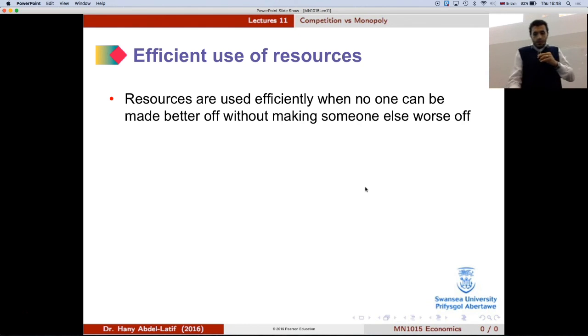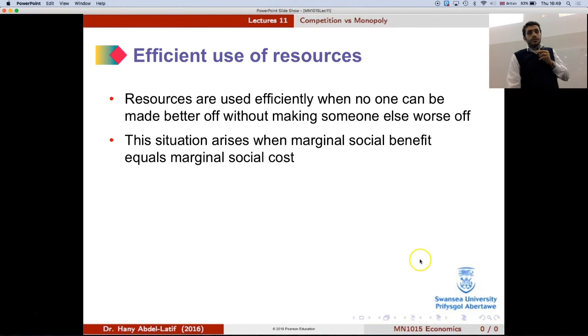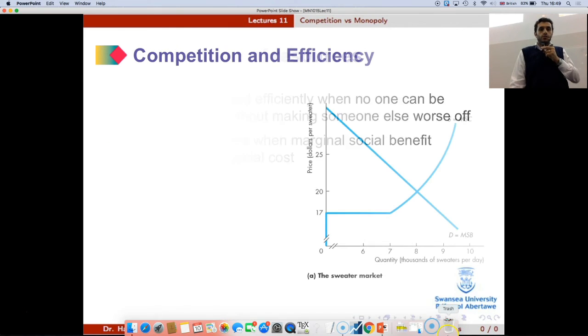So what we need to do now is look at both cases, monopoly and perfect competition, and see which one is more efficient. We achieve efficiency if the marginal social cost equals the marginal social benefit. And again, this is something we covered before, so nothing new so far.